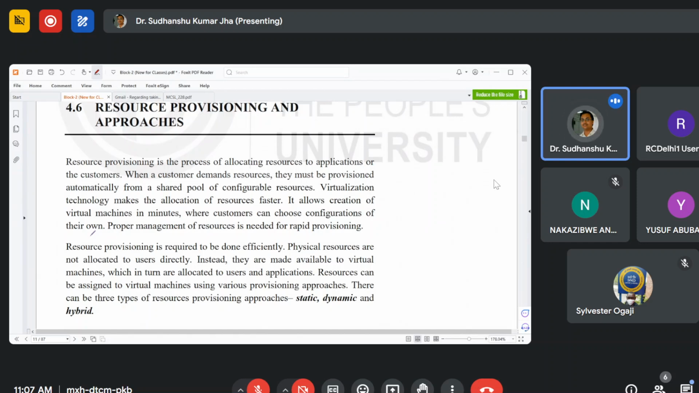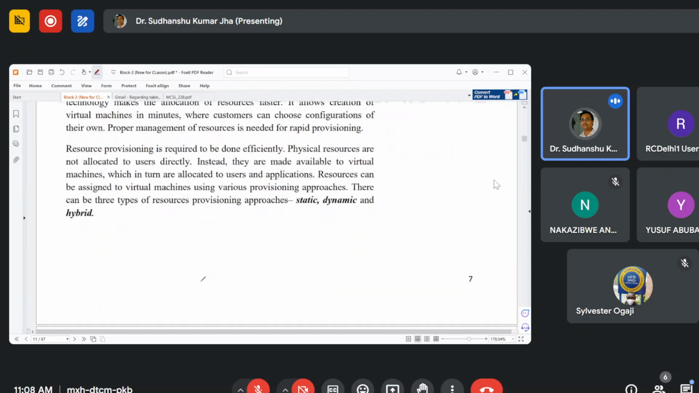Now, resource provisioning tells us how many resources are being allocated. Is only one set of resources provided to you, or should ten sets of resources be provided? That is, how many resources you require. It can be of three types: static, dynamic, and hybrid.